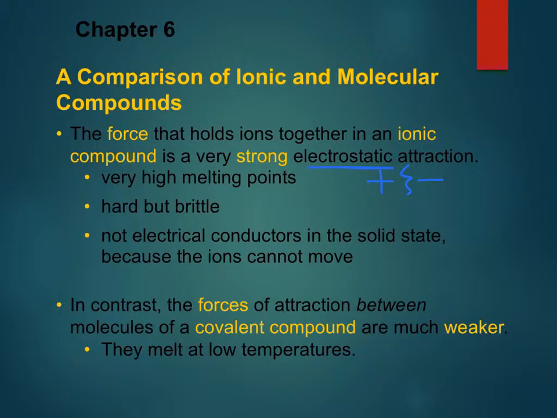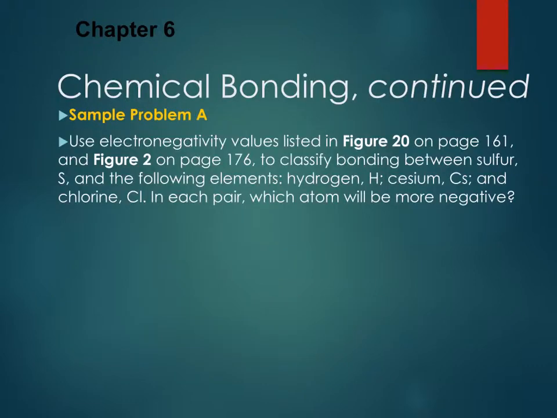In the opposite, in covalent bonds, you have attraction between the two elements. They are sharing electrons, so they are much weaker and they melt at low temperatures. There are a couple of different ways that you can identify if a bond is ionic. Covalent can be two different groups. You can have covalent polar, and you can have covalent nonpolar.